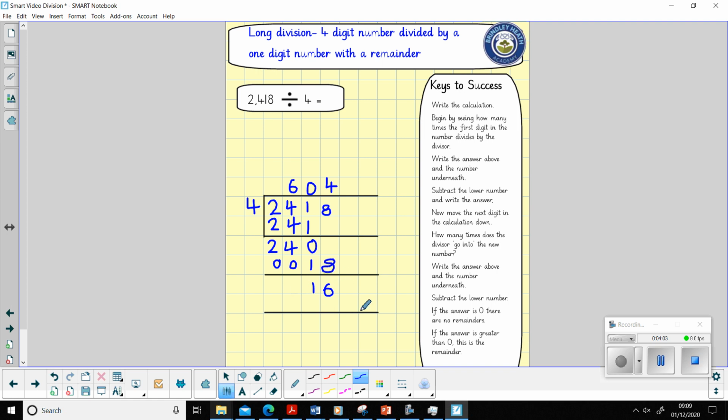Again, these digits are different, so I need to actually subtract. 8 take away 6 is 2, and 1 take away 1 is 0. So my answer is 604, remainder 2.